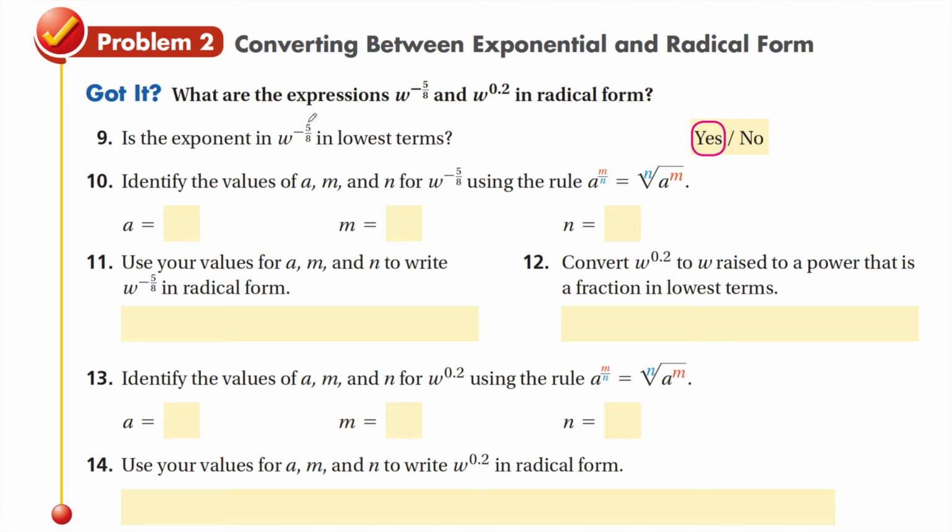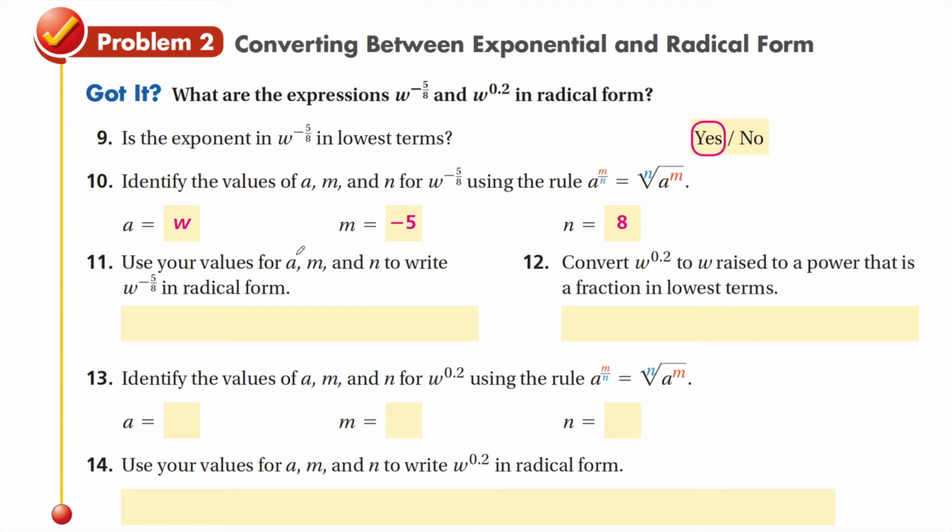So let's identify the values of a, m, and n for w raised to the negative 5/8 using the rule a, being the base, raised to the m over n power, which is going to equal the nth root of a raised to the mth power. So our a is our base, so it looks like our a is going to equal w. Our m looks like the numerator, so that's going to be a negative 5. So we're just going to attach that negative to the top, the numerator. And then n is going to be the denominator, which happens to be a positive 8.